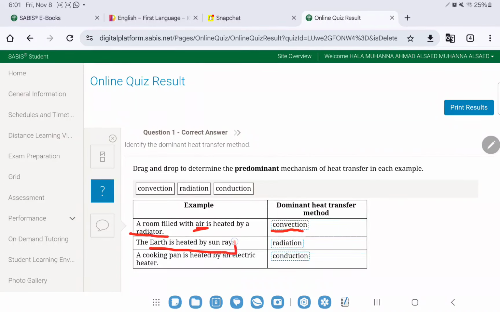Earth and sun rays: radiation always contains some sort of electromagnetic waves. Sun rays are a form of electromagnetic wave, so it's radiation. A cooking pan heated by an electric heater: they're touching. Anytime you see two bodies touching and heat is getting exchanged, it's conduction, immediately.